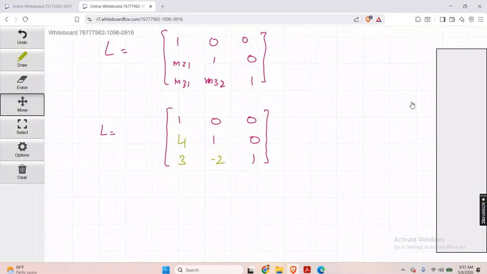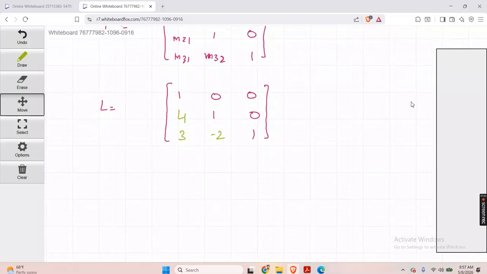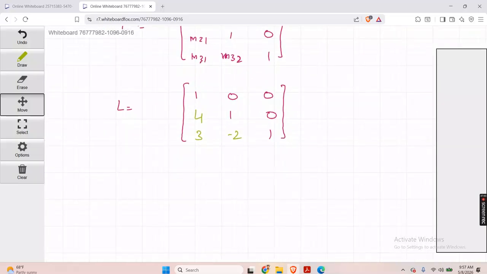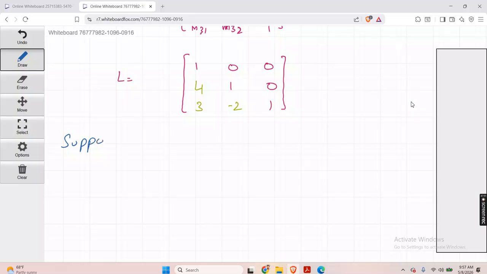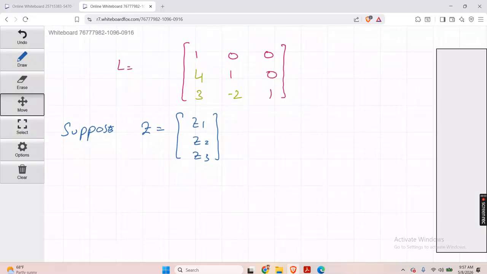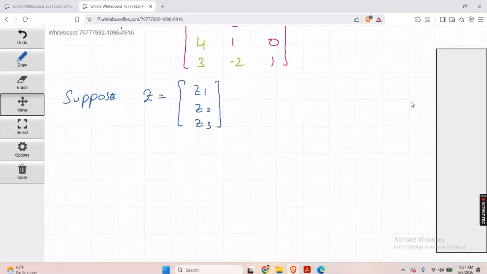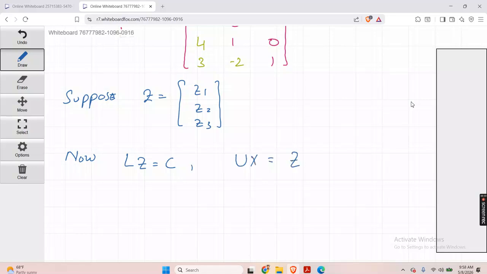Now we want to calculate it further, and we will suppose one matrix. Suppose that this is one matrix. We have Z1, Z2, Z3, or Y, whatever, it's up to you. So now Lz is equal to C and Ux is equal to Z.